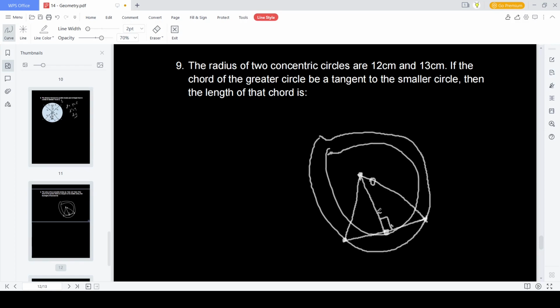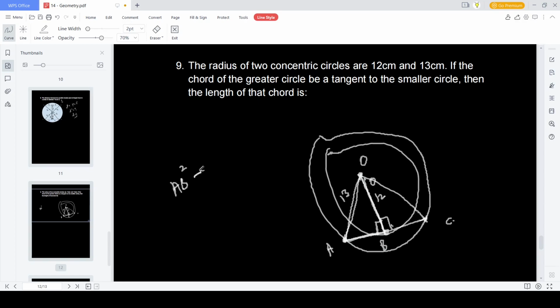First property that I use immediately is tangent is always perpendicular to the radius. So this radius will be what? 12 because it's the smaller circle. And then this radius will be what? Because this is a point on the outer circle, this radius will be 13. So if I want to find this small part, I can use this triangle, right? We'll call this O, this A, this B, this C. So I can use triangle OAB to find out the AB, right?